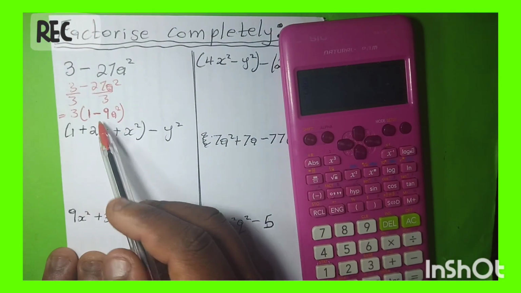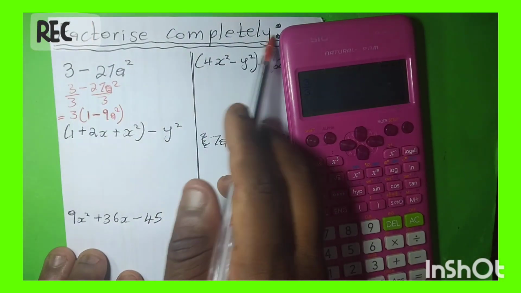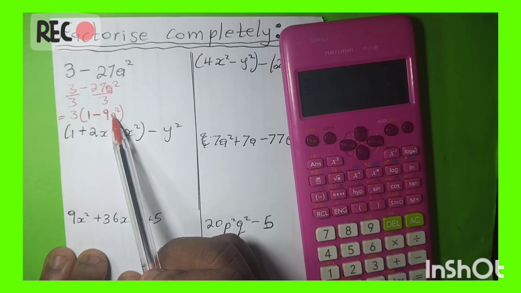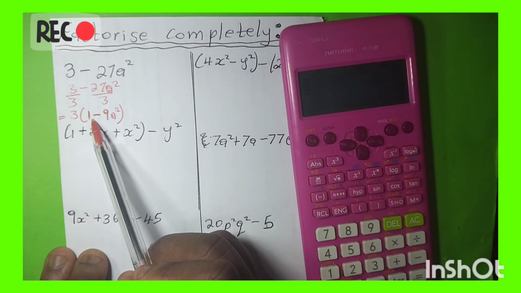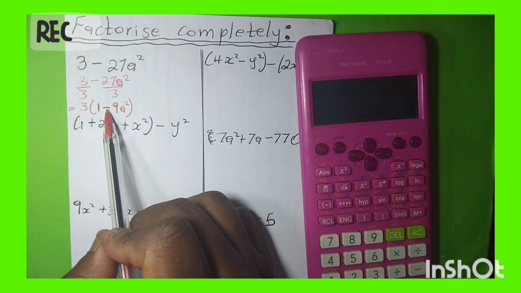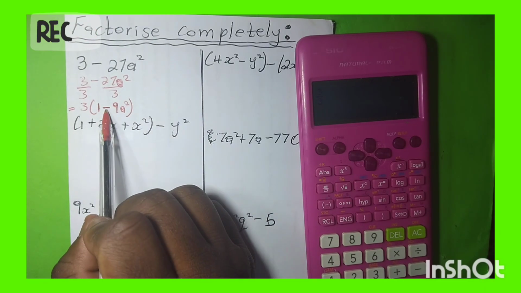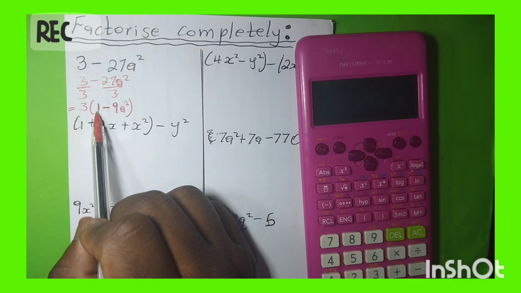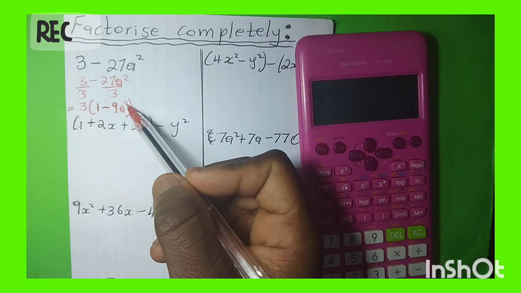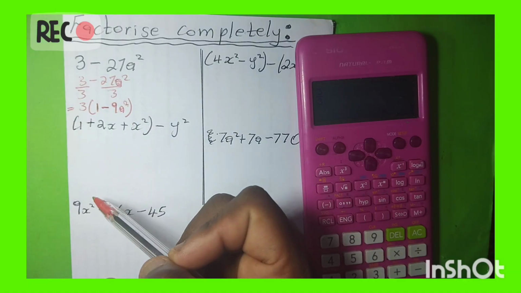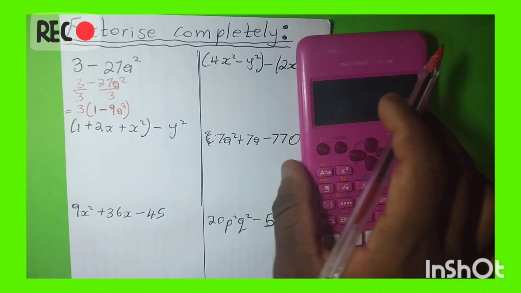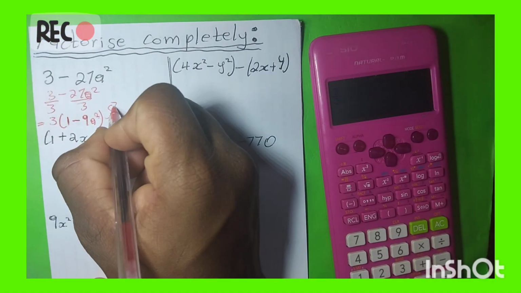And a key thing, guys: here they say factorize completely, meaning you will check inside the brackets. Are you still able to factorize inside the bracket? Inside here we have a difference of two squares, because here we have a negative, and we are able to take the square root. Even here we are able to take the square root of 9, and we are able to have the exponent. So if you are able to have the exponent and take the square root, it means you can apply difference of two squares.